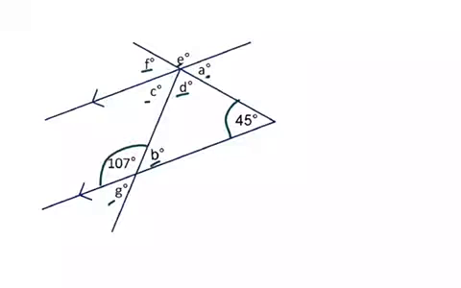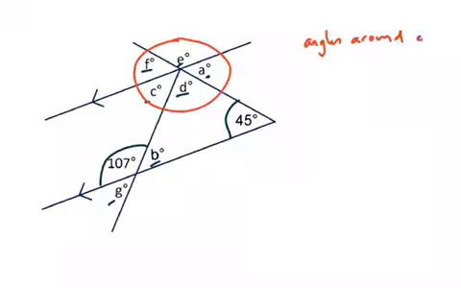Here we can see that there are lots of angles around a point. What we know is that angles around a point will always equal 360 degrees. So that's one thing we know. Now what else do we know?